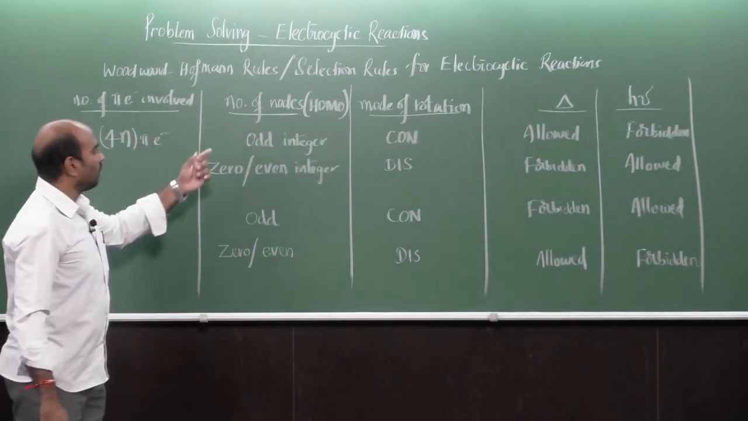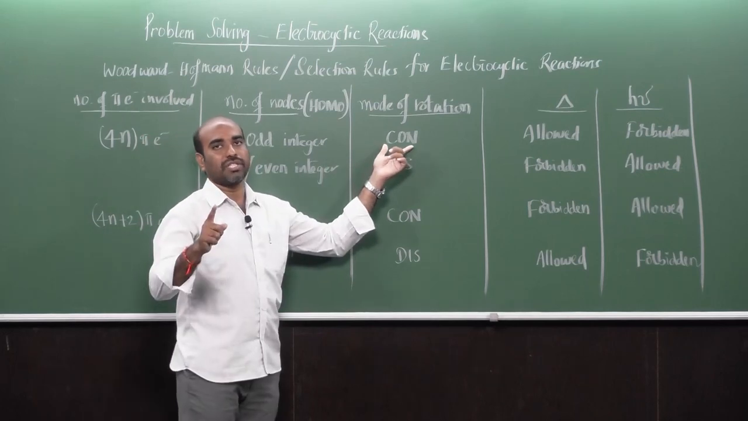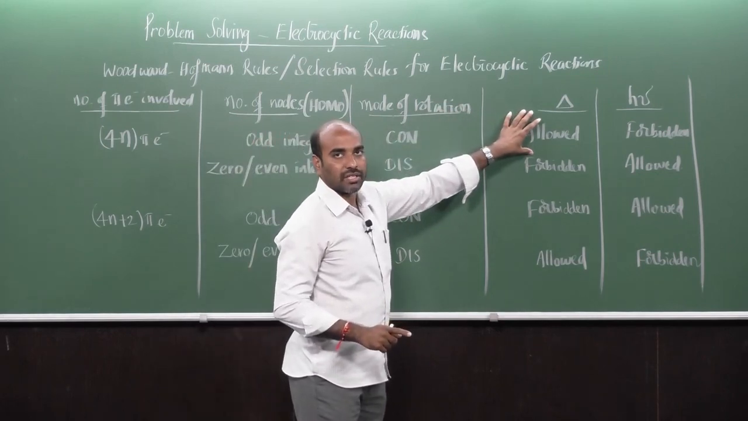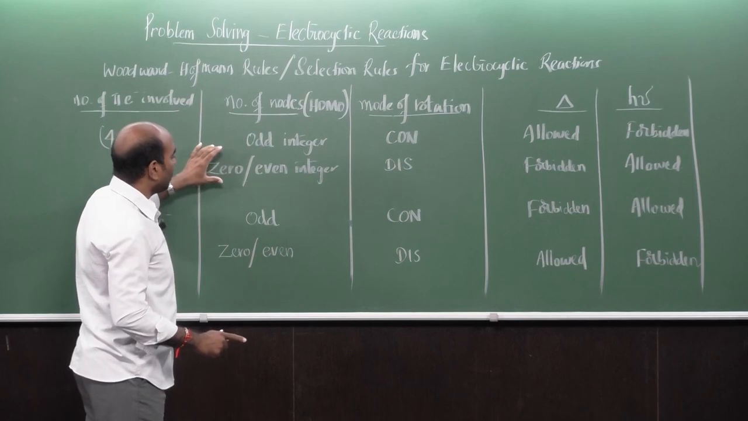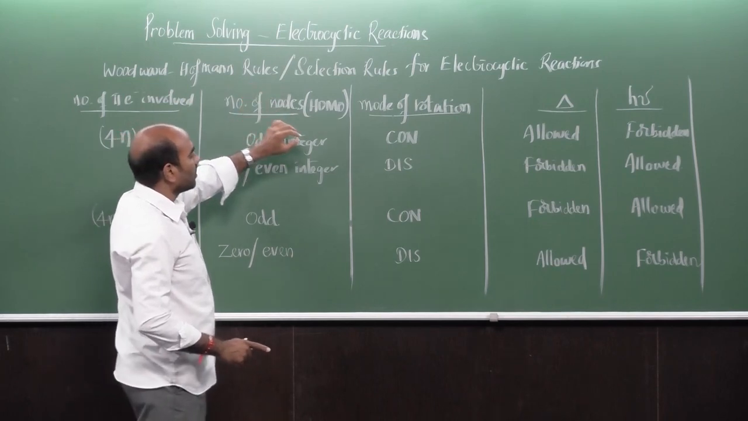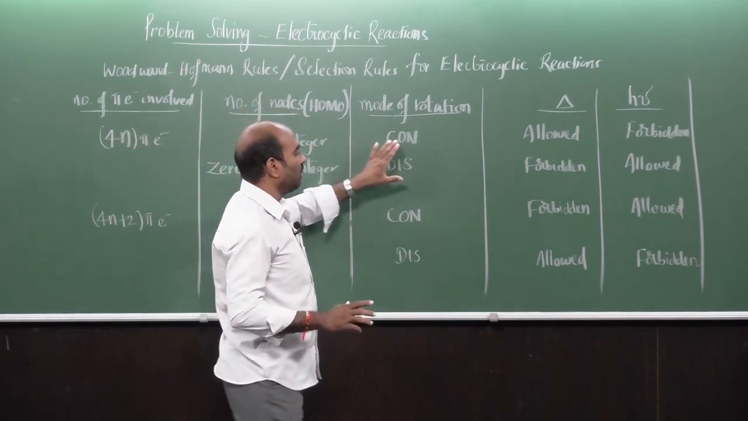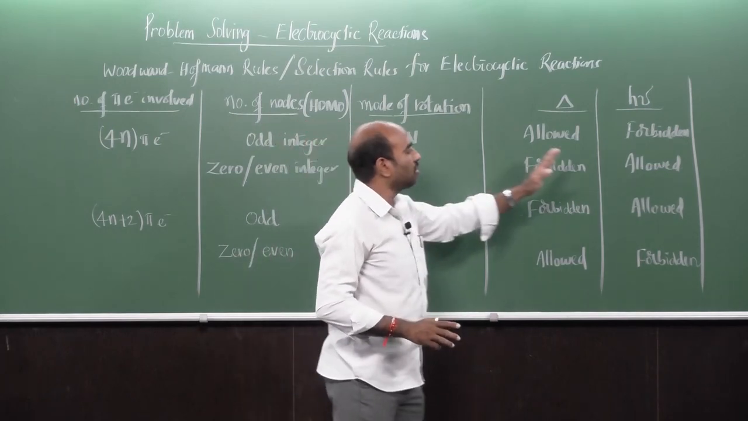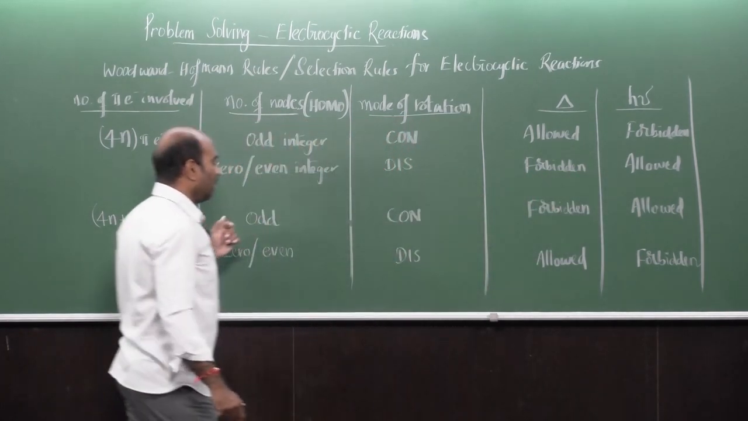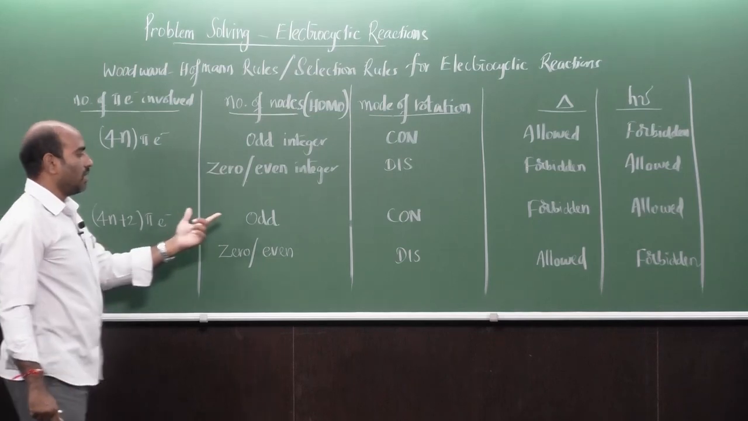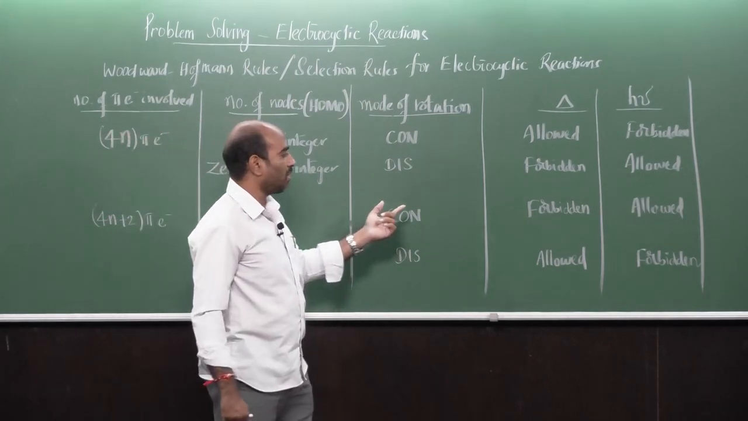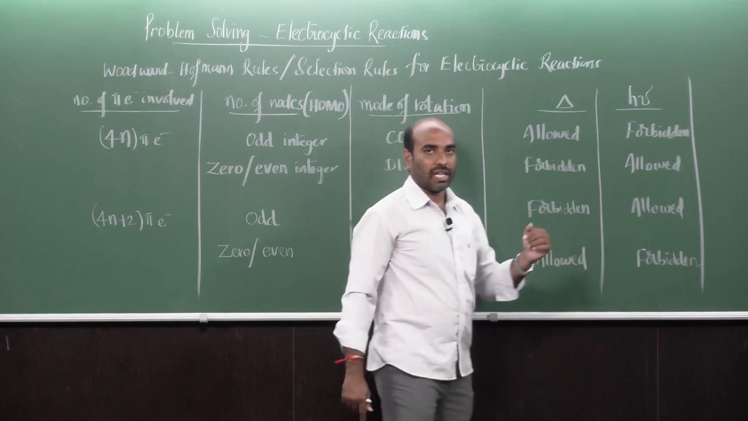Now see, if the number of nodes is odd, then the mode of rotation one should perform is con. If you perform the con, it will be allowed only under thermal conditions, right? If the number of nodes is either 0 or an even integer for the homo molecular orbital, then dis mode of rotation has to be performed, and it shows that under photochemical conditions only this mode is allowed, right? Similarly, for the 4n plus 2 pi electron systems, when an odd number of nodes is there in the homo molecular orbital, then con mode of rotation has to be performed and it is allowed in the photochemical condition only.